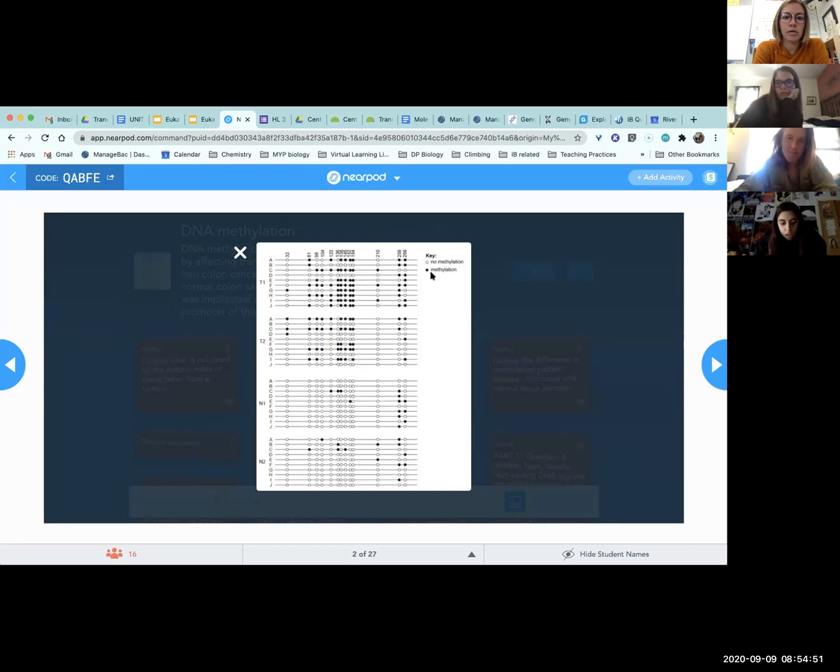T1 and T2, right? They both have more methyl groups than N1 and N2. So what that's telling us is that those genes are not being transcribed, and so those are likely tumor suppressor genes that aren't being made, that are resulting in cancer. Does that make sense?